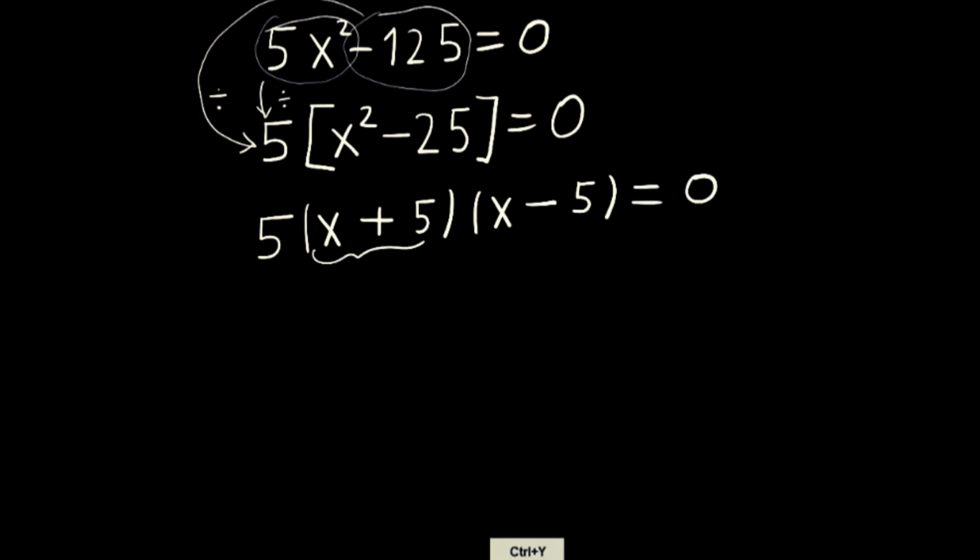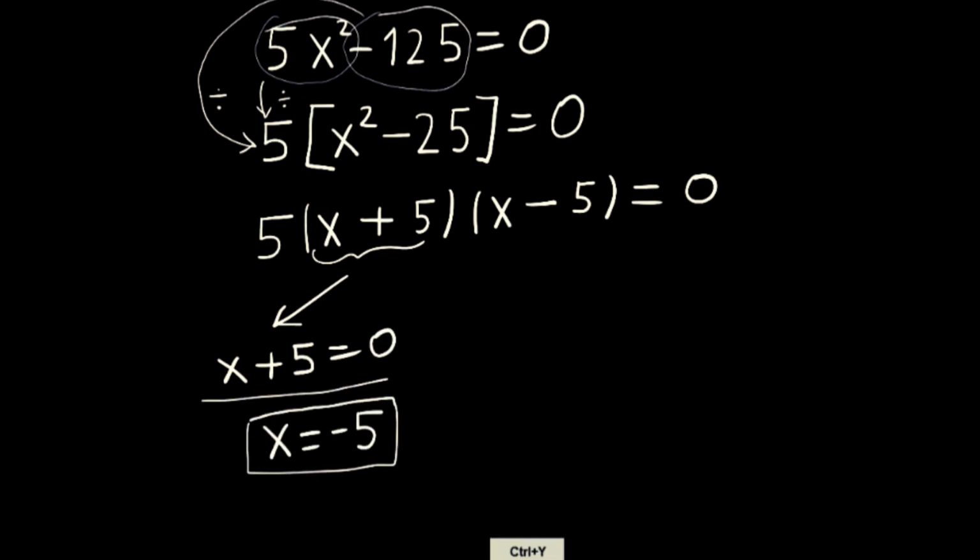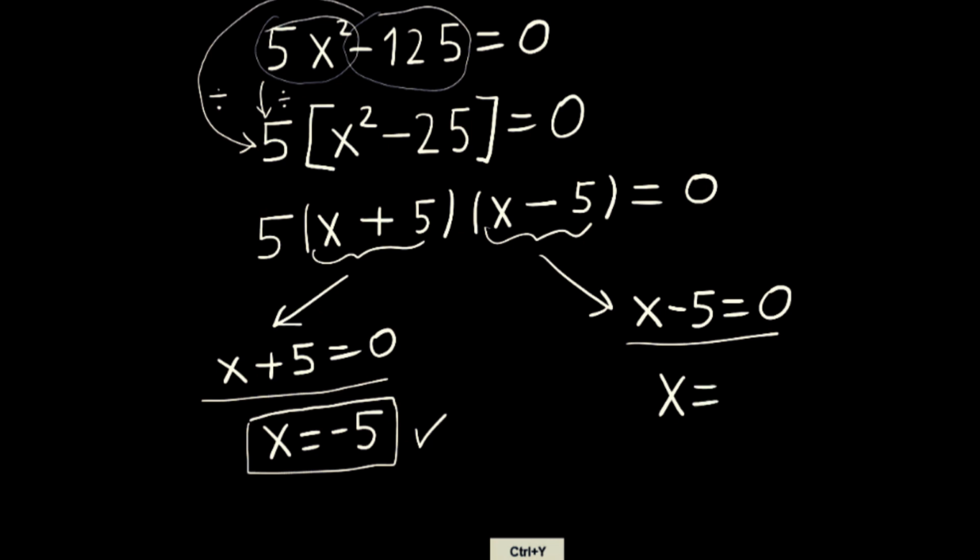So, if we set x plus 5 equal to 0, we can clearly see that x will be equal to negative 5, and if we set x minus 5 equal to 0, x is equal to positive 5. And, so that's it for that one.